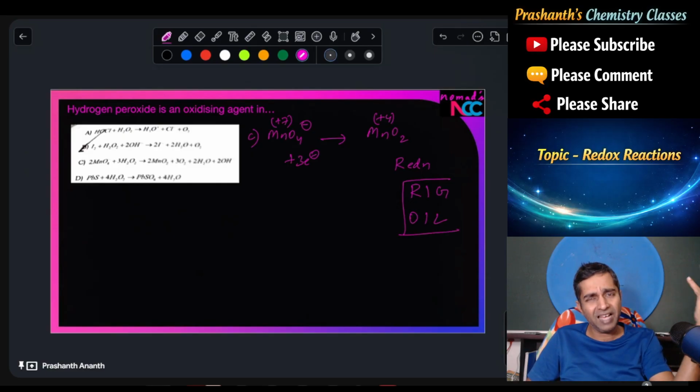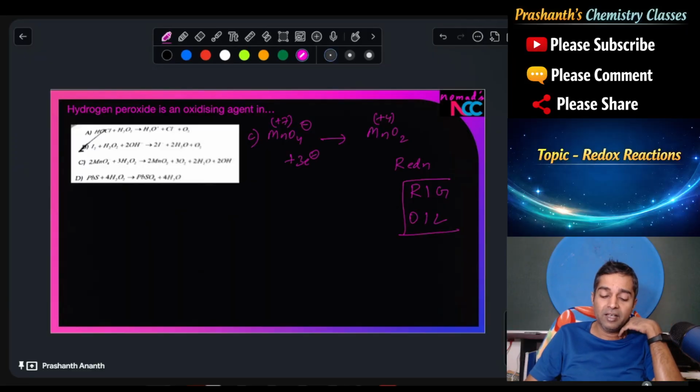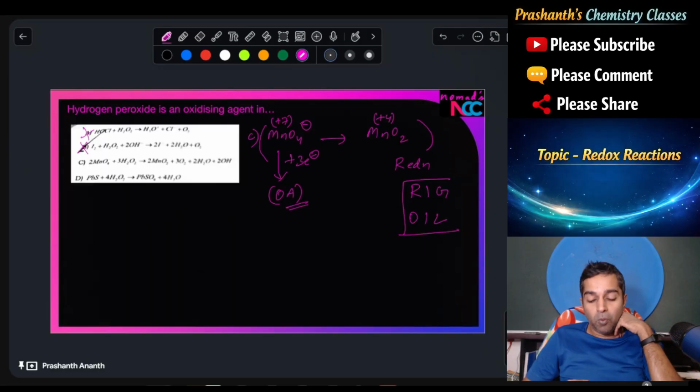or reduction as necessary. So in this case, you're going to be having MnO4 minus undergoing reduction, which means MnO4 minus is going to be the oxidizing agent in this reaction over here. We have already concluded option A and option B are wrong. So what was the reason why we concluded both option A and option B were wrong?